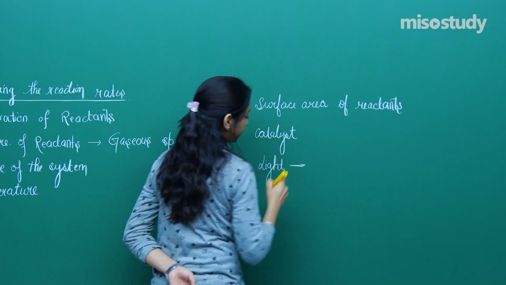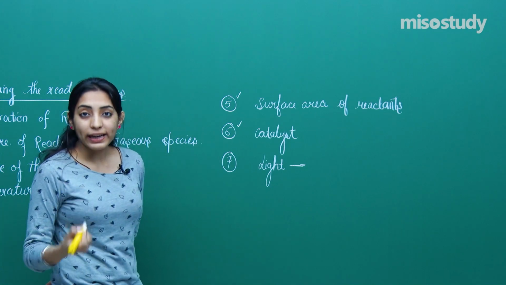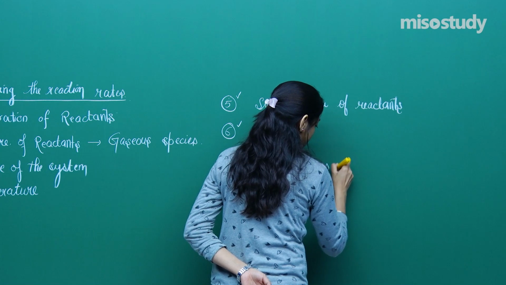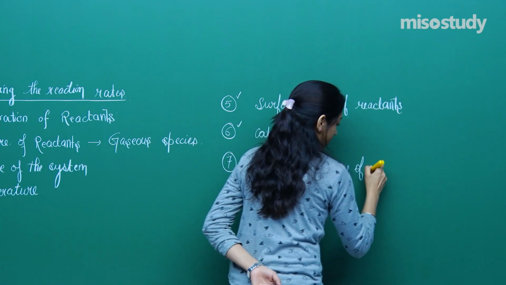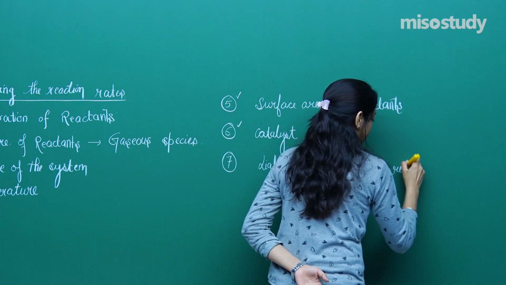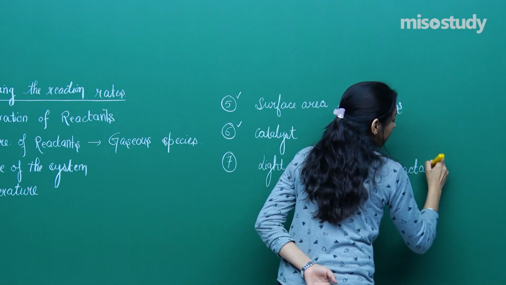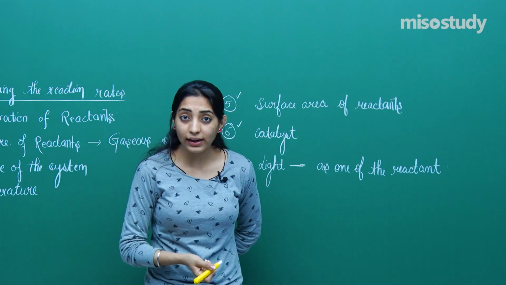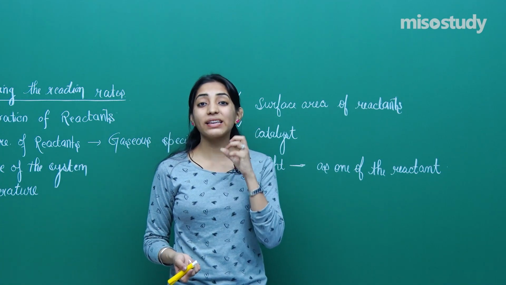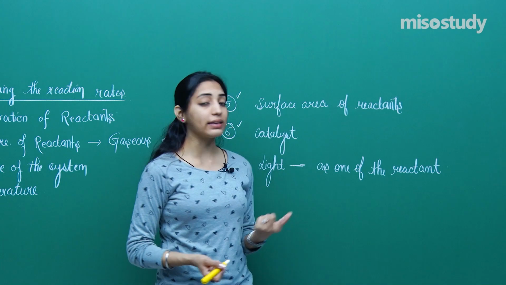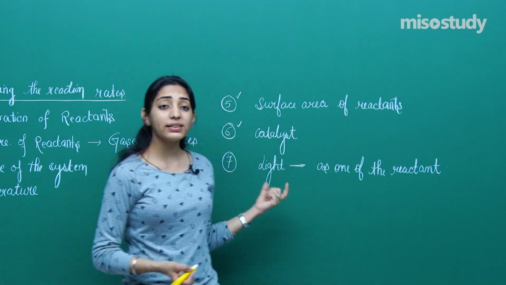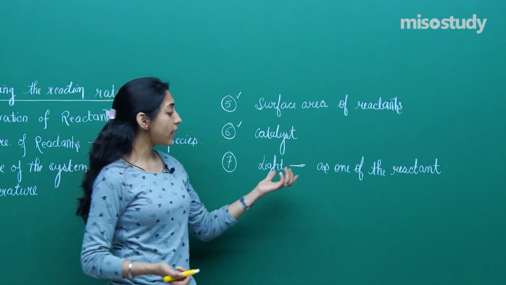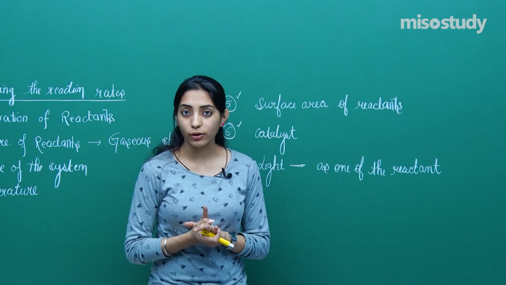which is light. Now see, generally we do consider light as one of the reactants only. So there may be so many reactions which do not take place without light, right? So light has to be used as the main reactant, and only then could the reaction take place. So this is what I said: in 98% of the cases, light will be used as one of the reactants only.